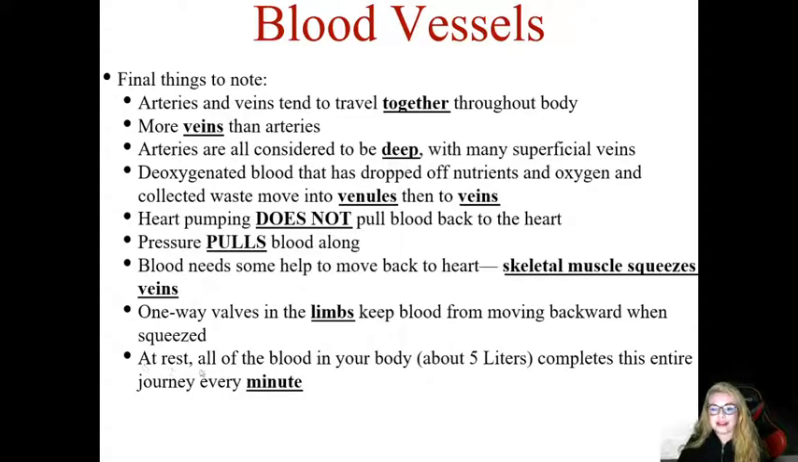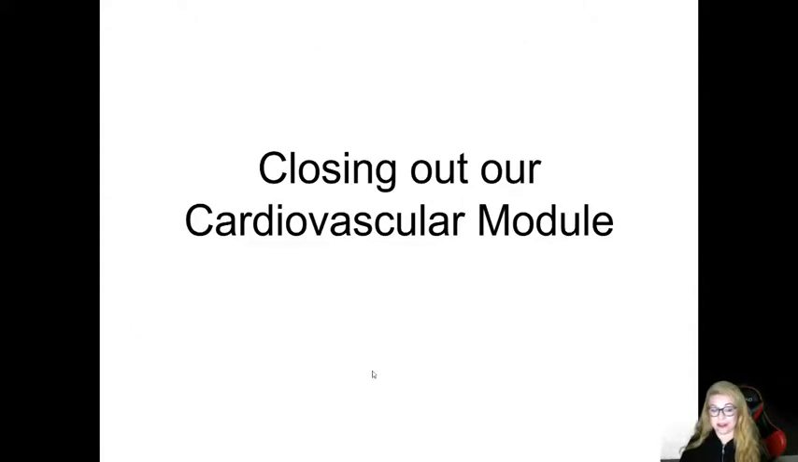At rest, all of the blood in your body, which is about 5 liters, completes this entire journey about every minute. So that's a pretty fascinating statistic. But your blood, all 5 liters of it, give or take, is completing this entire journey throughout your whole body in just under a minute. So that's a lot of blood flow. And your heart is constantly working and your blood is constantly moving.